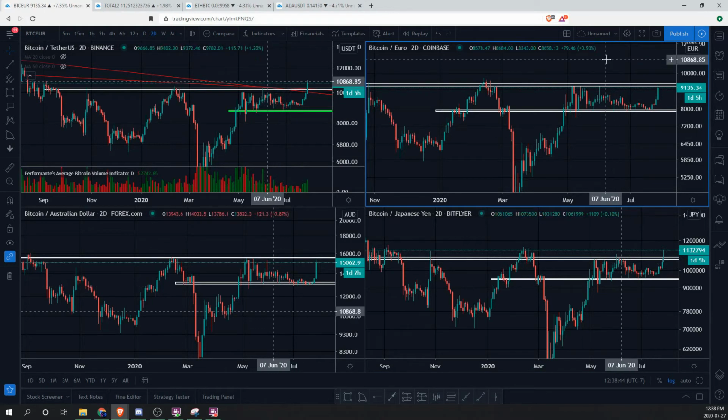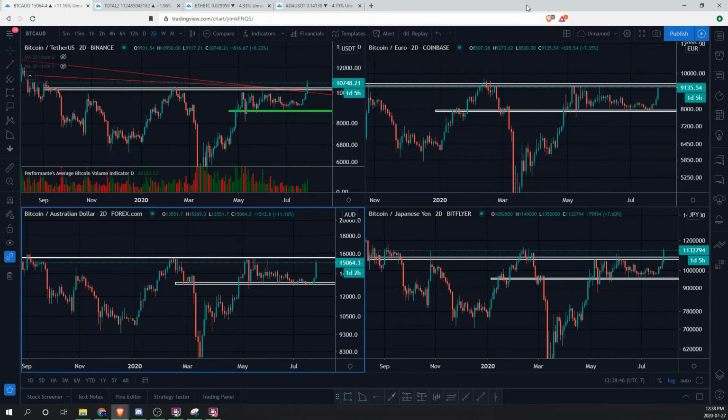But we don't see that on Euro and Australian dollar, right? And why is that? It's because we see Euro and Australian dollar stronger than the US dollar right now by a substantial amount. So it's good to get an understanding of what Bitcoin is doing, not just with the United States dollar, but with other currencies.